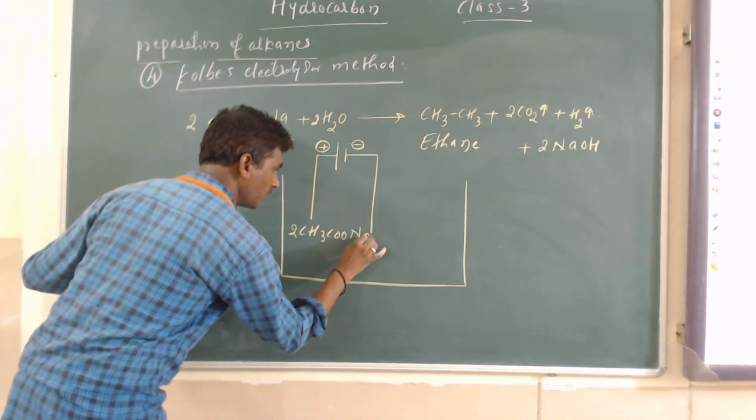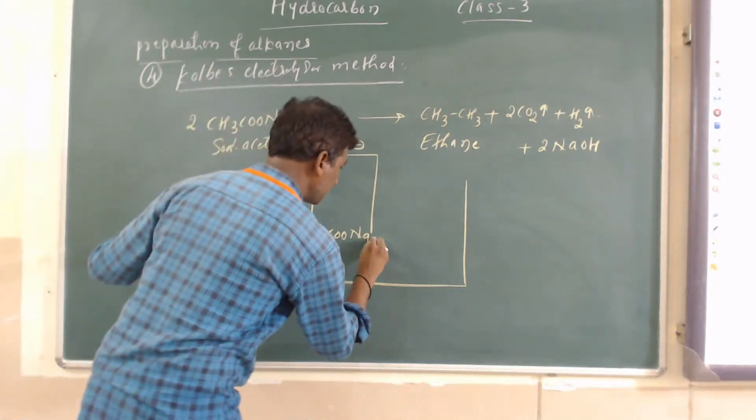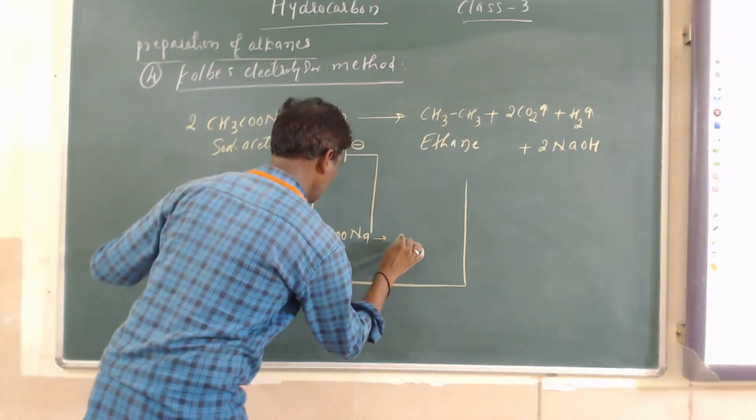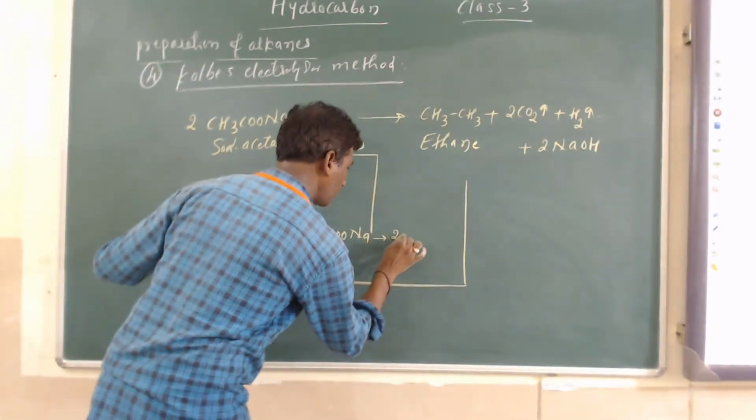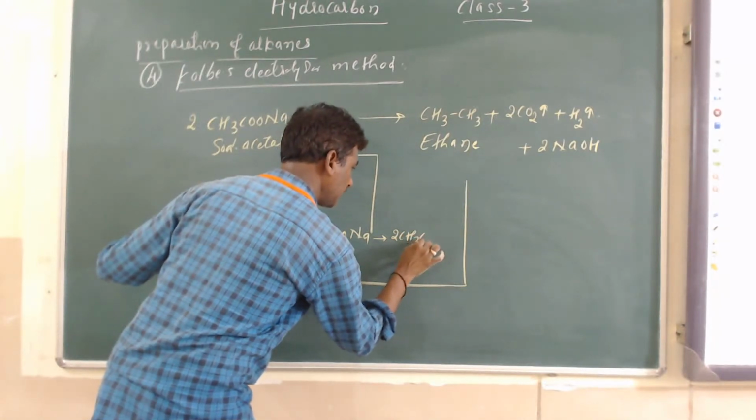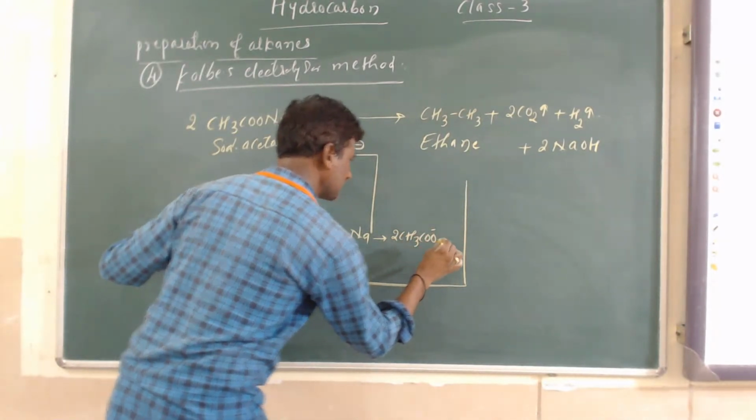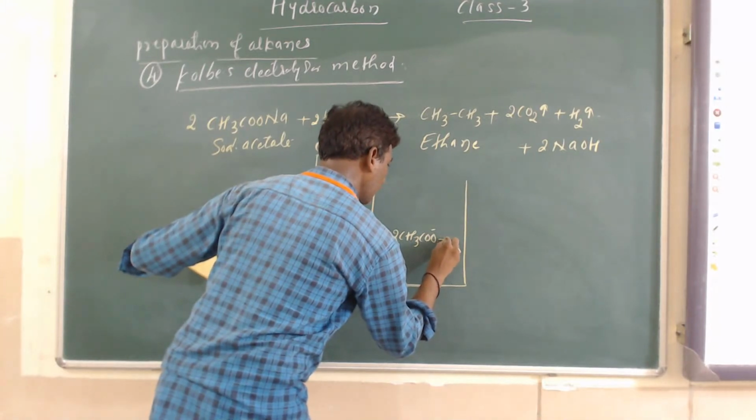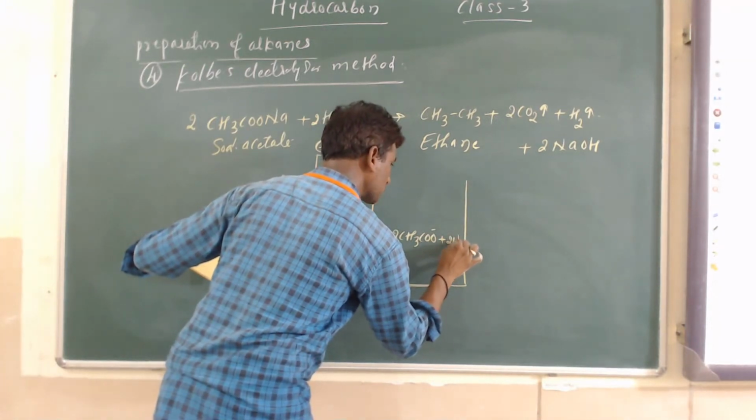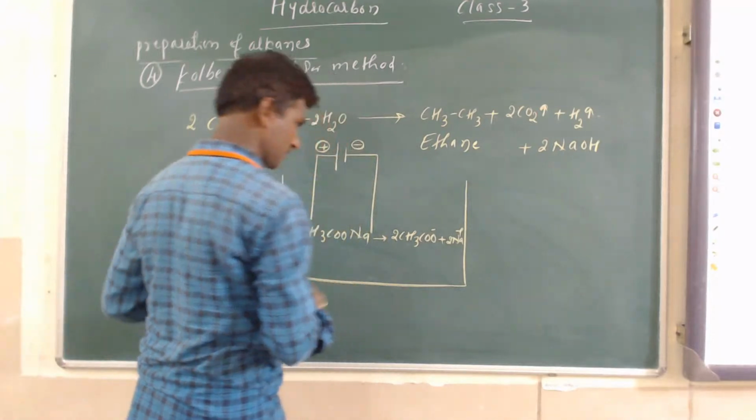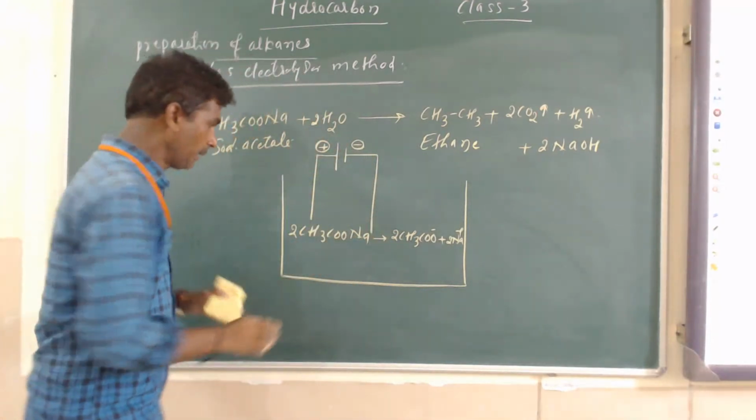CH3COONa. This is sodium acetate. Sodium acetate dissociates to give 2CH3COO minus plus 2Na plus.